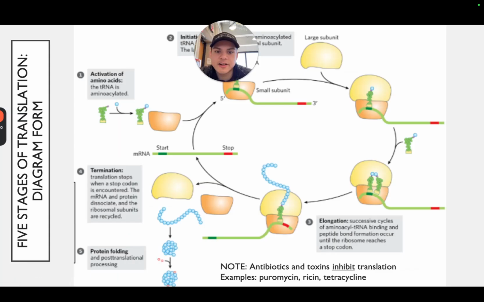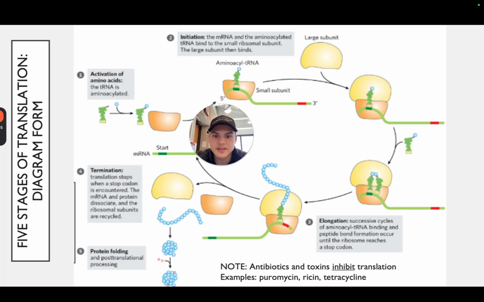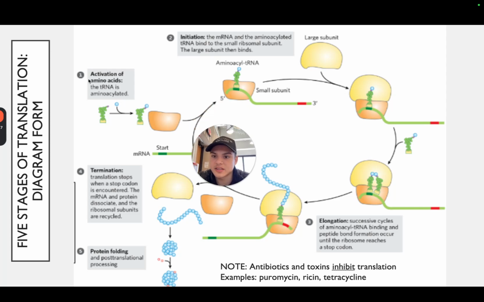So here's another diagram showing you the overview of the 5 stages. Going over it briefly, for our first step, activation of the amino acids, our tRNA doesn't have the amino acid, but then it gets activated with one. Once it does so, then we initiate the translation. So the mRNA and the amino acid-loaded tRNA bind to a small ribosomal subunit, and then the large subunit binds onto it, and that allows for initiation to fully occur and elongation to start proceeding.